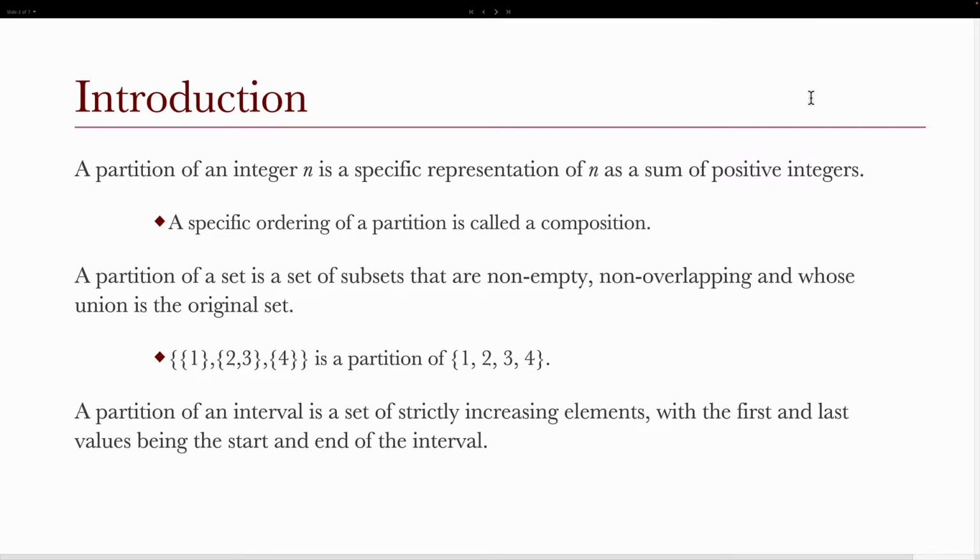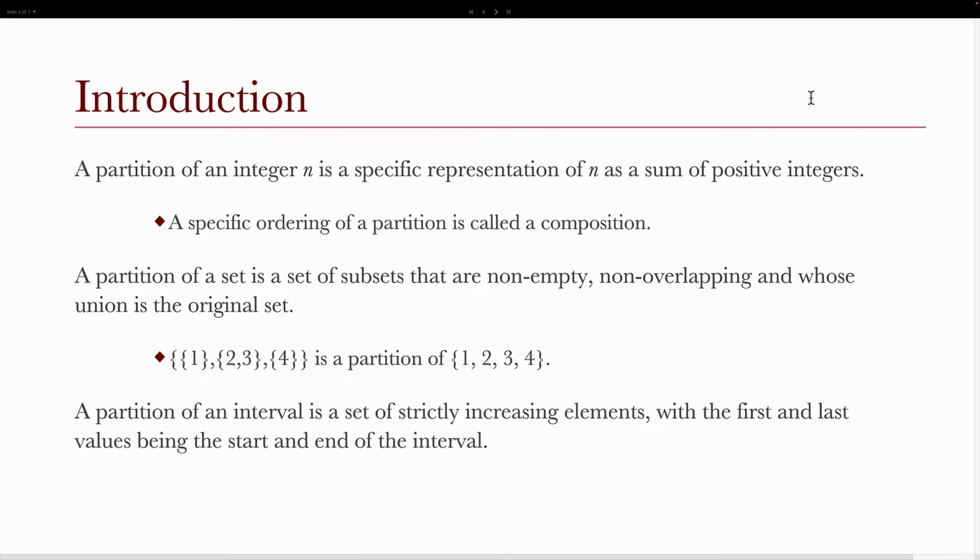To get started, the word partition can mean slightly different things in different contexts. For example, a partition of an integer n is a specific representation of n as a sum of positive integers. A specific ordering of an integer partition is called a composition.